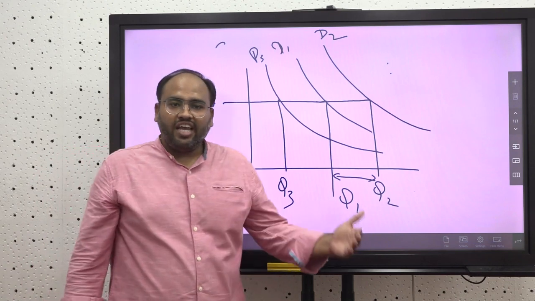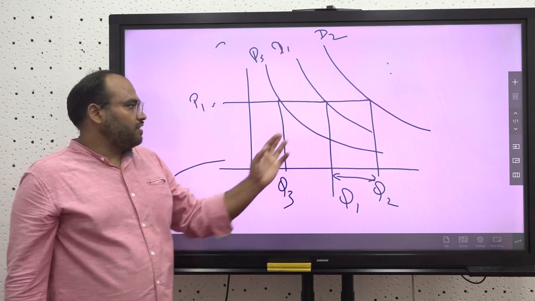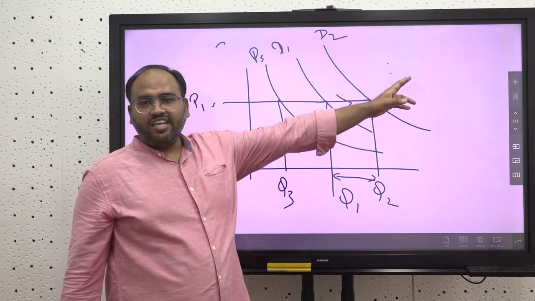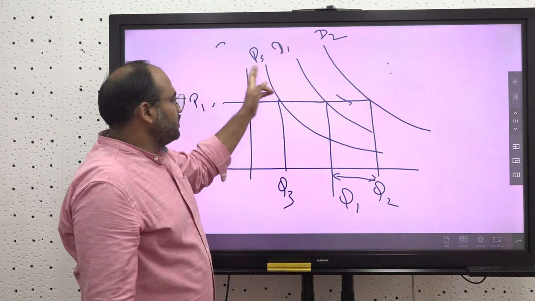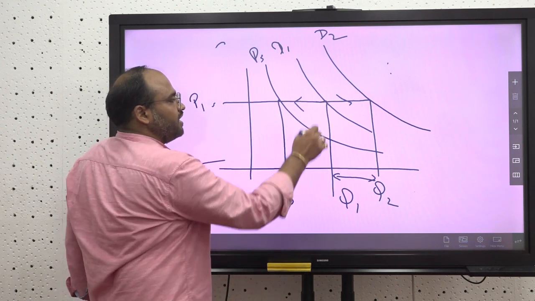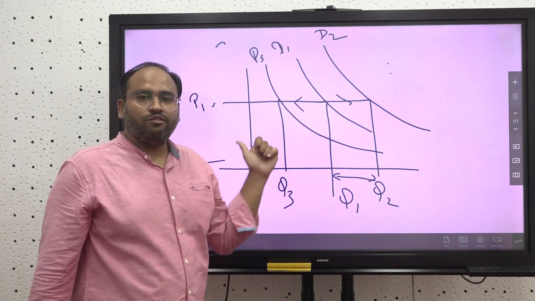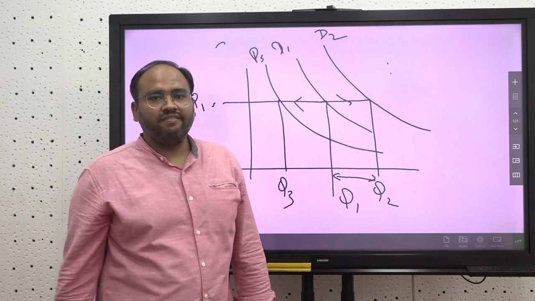This is known as the outward shift and inward shift of the demand curve. See, this is the outward shift due to an increase in income or a reduction in the price of related goods, and this is the inward shift of the demand curve due to a reduction in income or an increase in the price of a related good, or any other situation as defined when required.